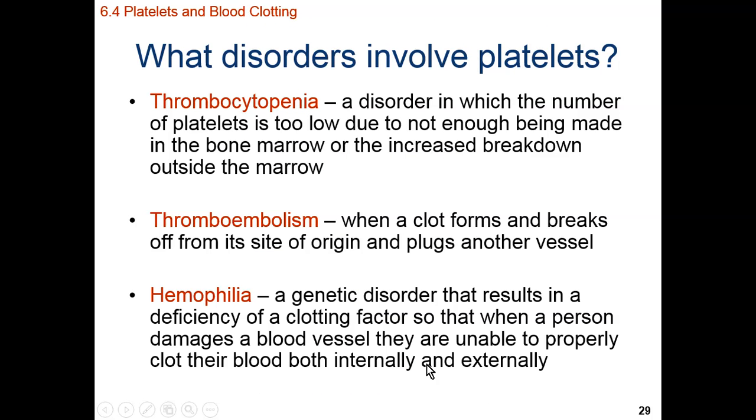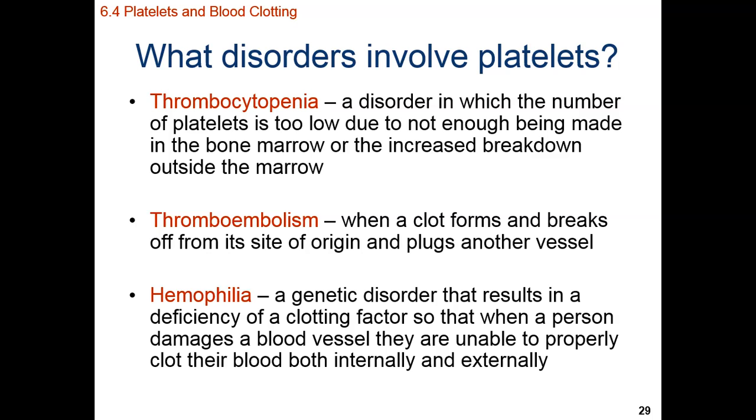Now, there are some disorders that involve the thrombocytes, the platelets. One is thrombocytopenia. As the prefix here shows us, thrombo tells us that's related to the thrombocytes or the platelets, and penia means that there's a deficiency of or not enough of. So thrombocytopenia is when we do not have enough platelets in our bodies. Generally speaking, this is because the bone marrow is not pumping out enough platelets, or there's been some kind of breakdown of the platelets outside of the bone marrow.